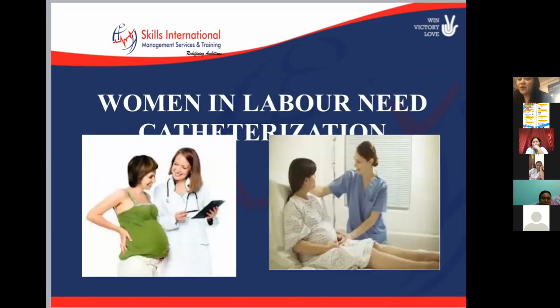This one is an example of a woman in labor who needs catheterization. In this case, you really have to put a catheter in the patient during labor.